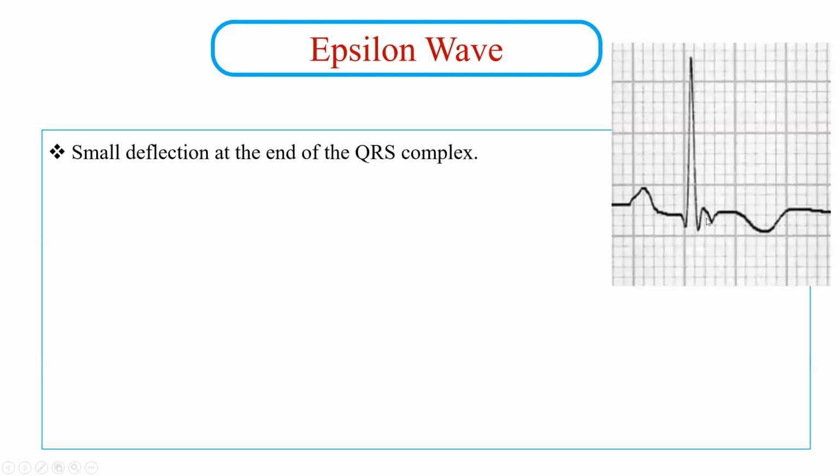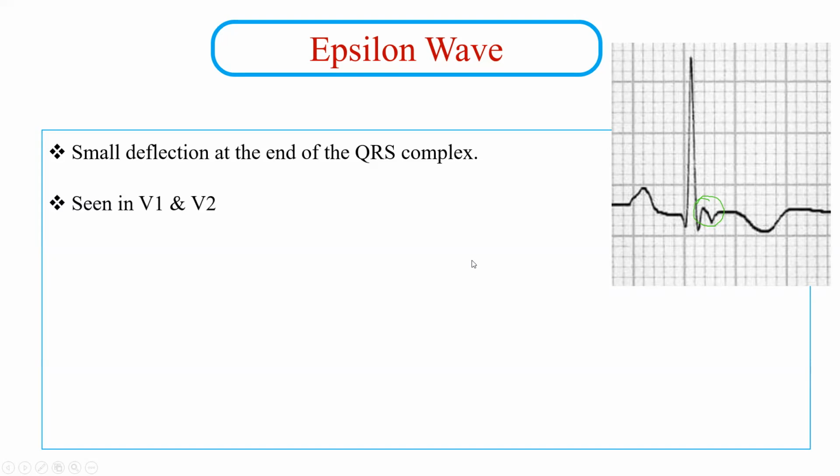If we have an Epsilon wave, we will have this small positive or negative deflection just right after the QRS complex. It is best seen and evaluated in V1 and V2.